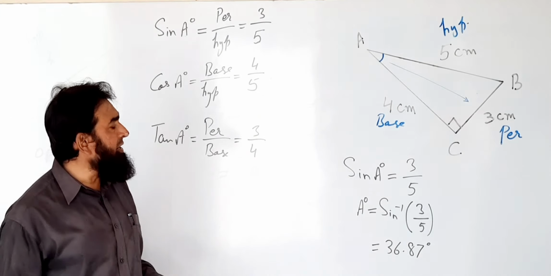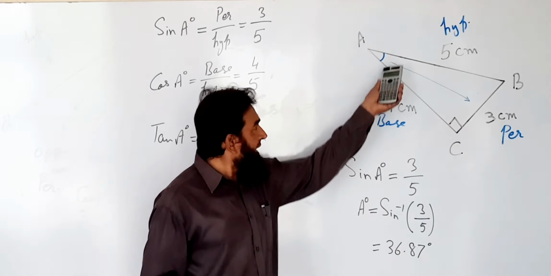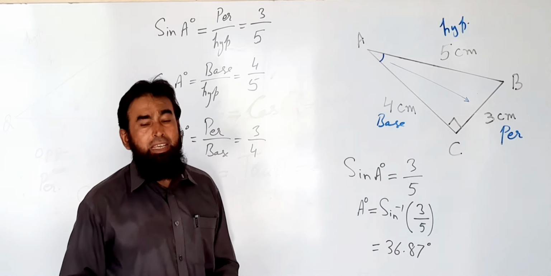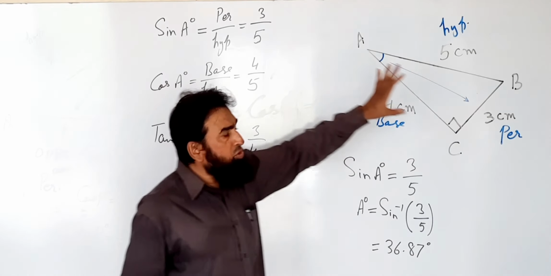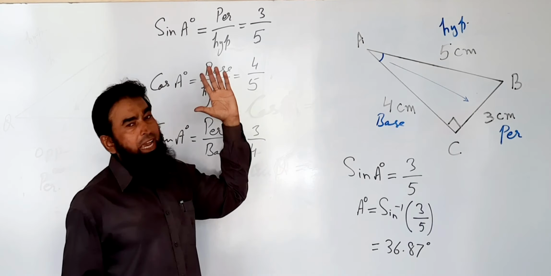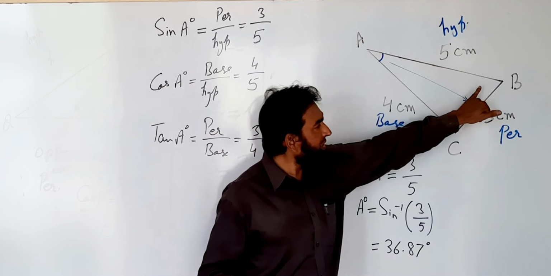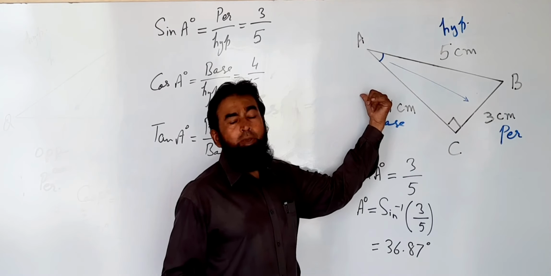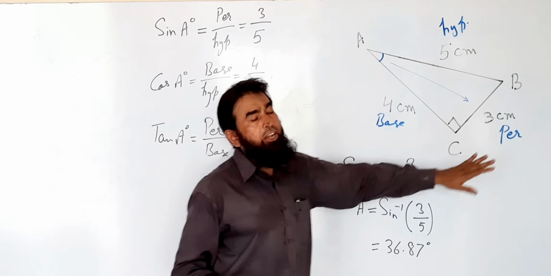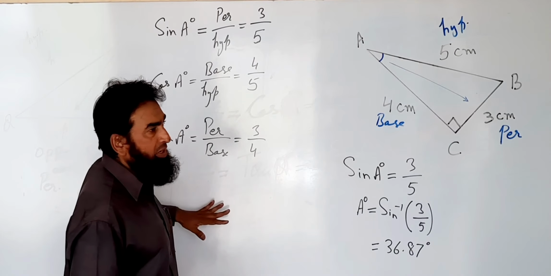And if angle A is known to you, you can also find out angle B. Angle B can also be found out with the same trigonometric ratios. As I told you, if you consider angle B, then this side will become perpendicular and this side will become base, and you can apply these trigonometric ratios.